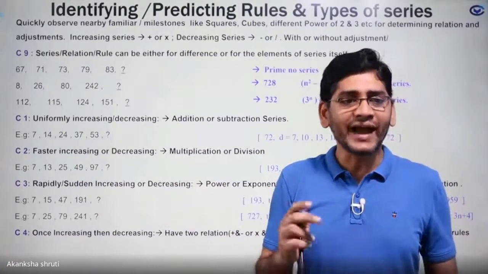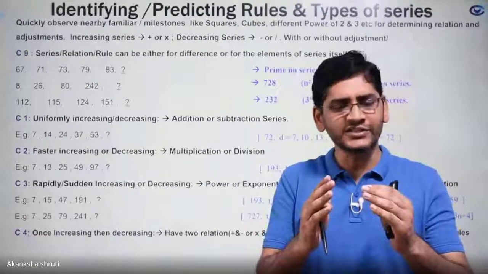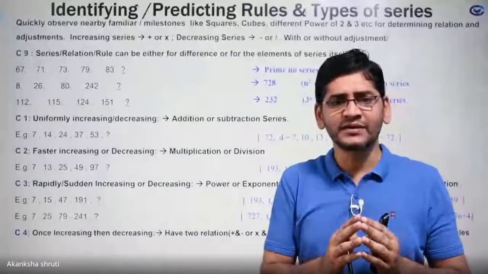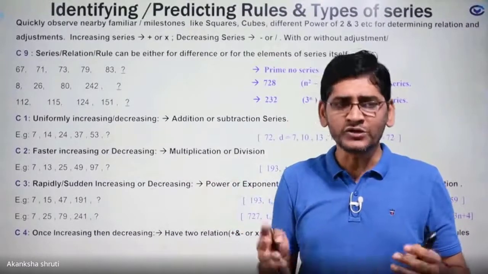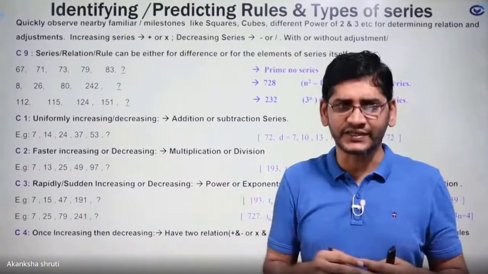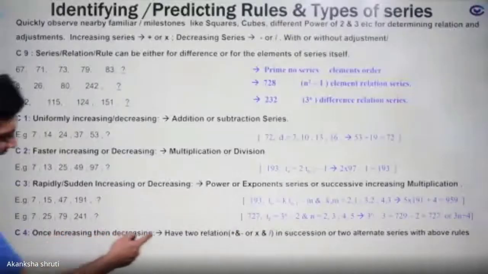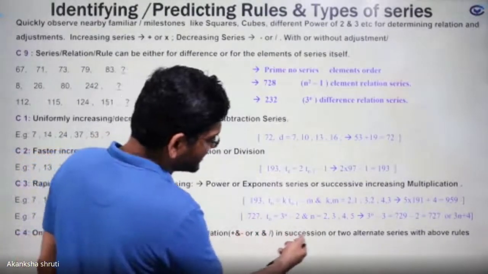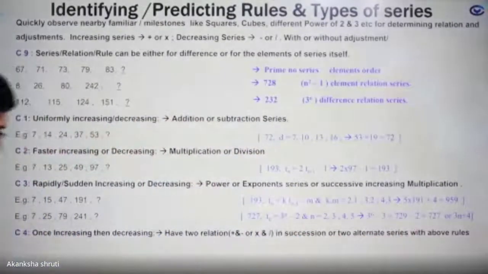That means the series is formed by merging two series, writing one series at the odd places and another series at the even places. It is also possible to merge three series. Okay, so that is the last important thing that we have to keep in mind. Once increasing, then decreasing, so there is a relation, either multiplication, division, or maybe two alternate series. Let us see one example.